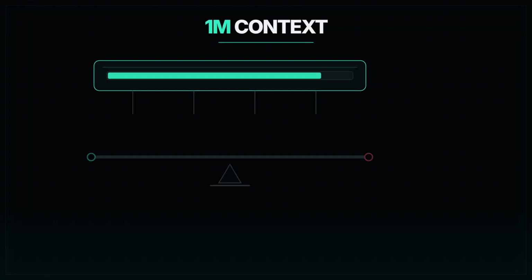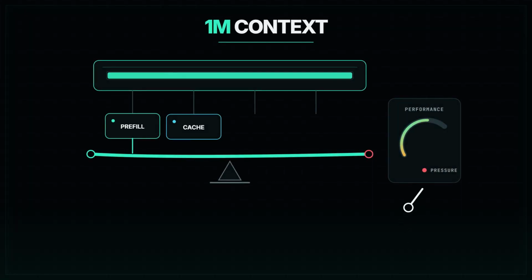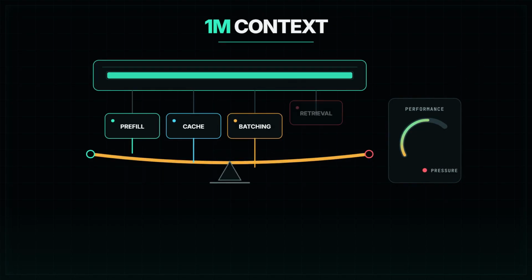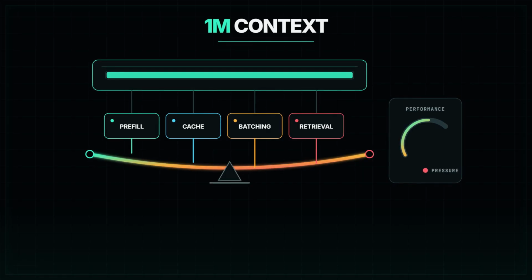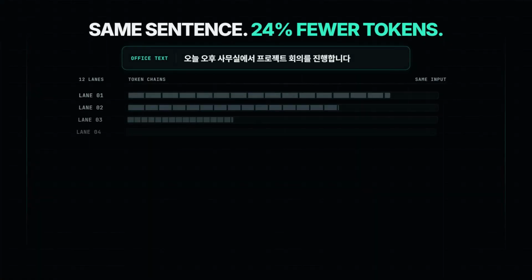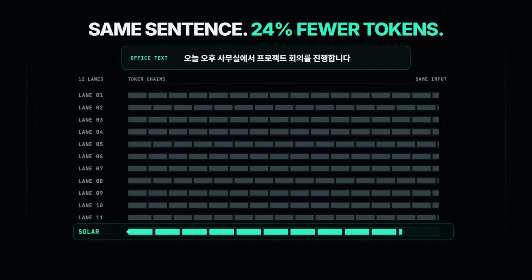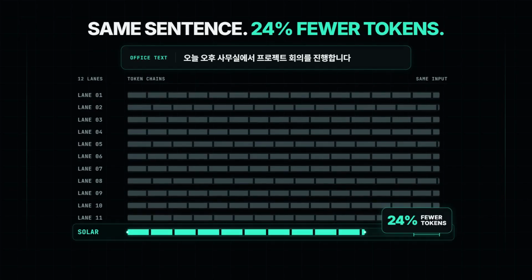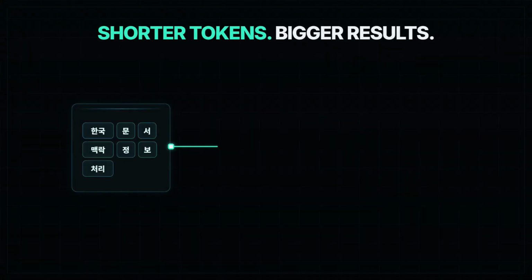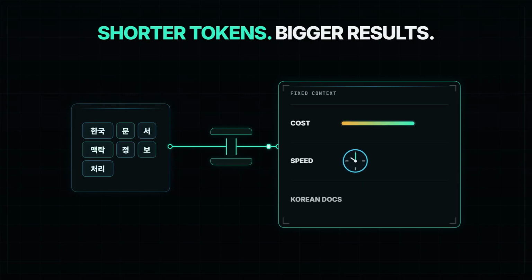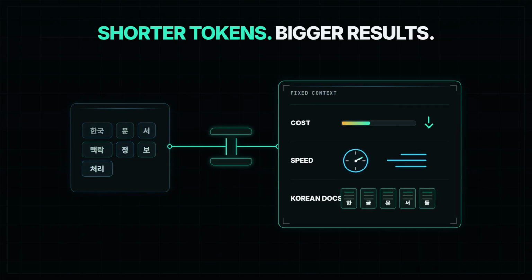Hybrid attention lowers memory growth. It does not make million token prompts free. Prefill time, cache allocation, batching, and useful retrieval still determine whether that headline context works in production. Upstage says its tokenizer uses fewer tokens for Korean than the global models it tested, between 50 and 80% as many, generally, with a reported 24% lead on office text. Fewer tokens can mean lower inference cost, faster processing, and more real content inside a fixed context window. For Korean organizations, that efficiency may matter more than another English benchmark point.